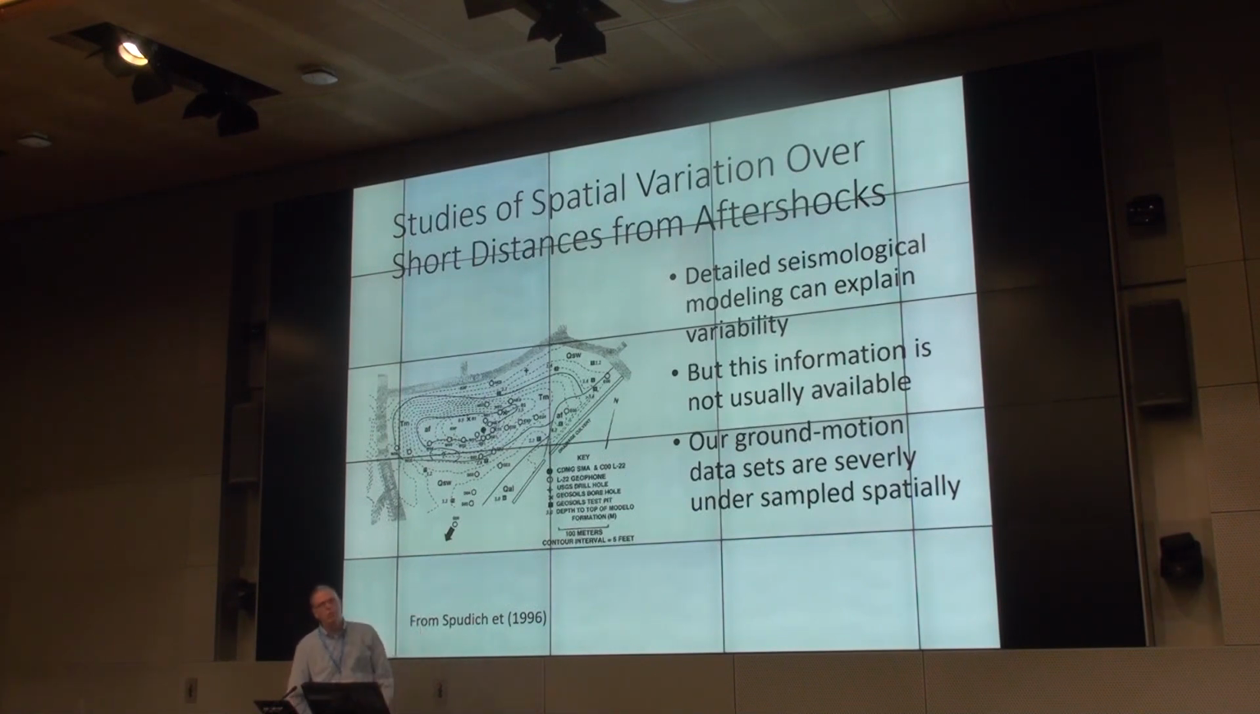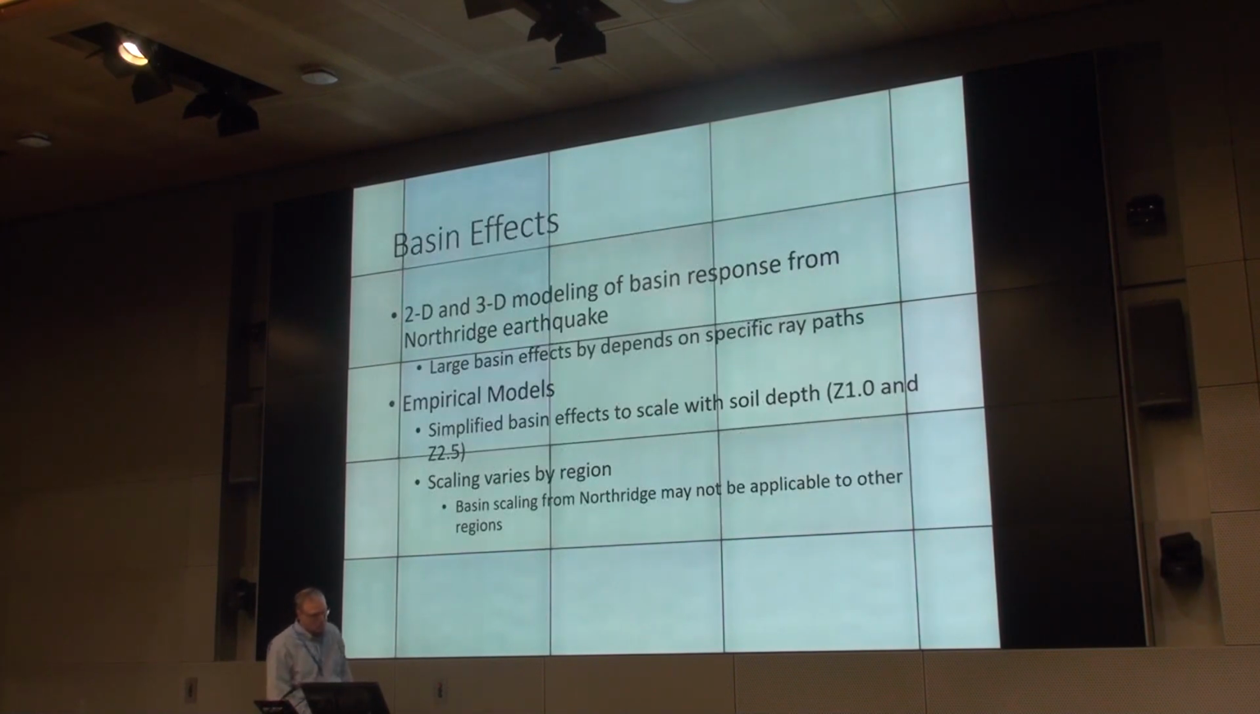So our ground motion data sets are severely spatially aliased, right? We don't really sample what's out there. And we're at the mercy of whether we're on highs or lows as we're going forward. So starting to find ways to bring in more dense samplings of data, even from smaller earthquakes, will help us. Another issue for Northridge was basin effects.